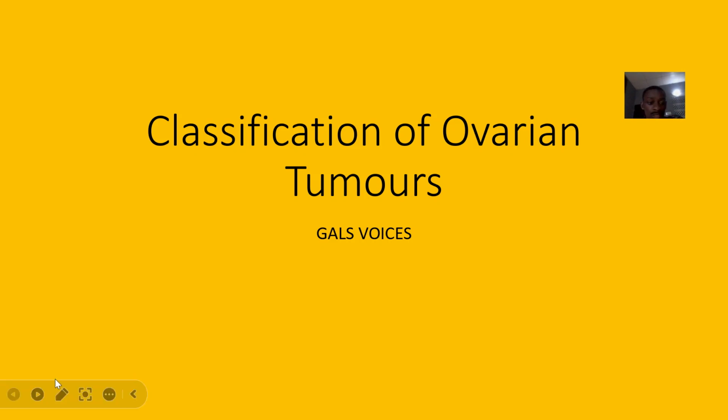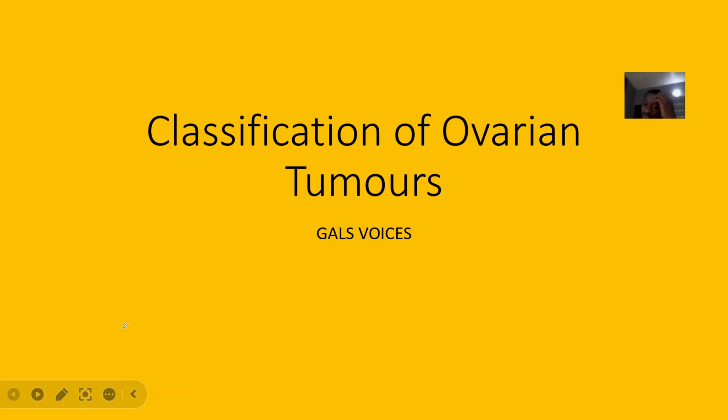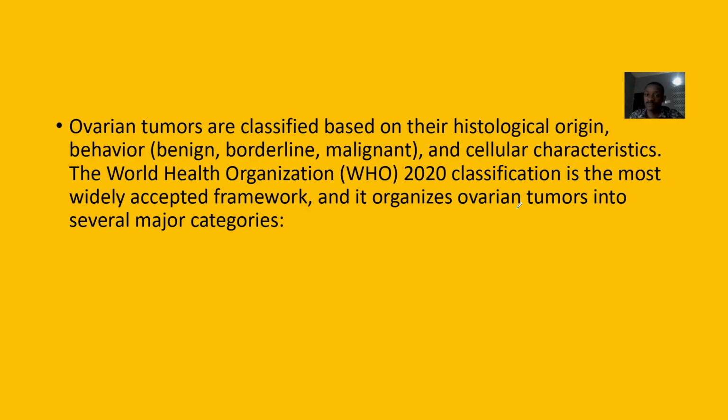So we want to actually look at the classifications of ovarian tumors. For this classification, we are trying to look at ways in which we can recognize different ovarian tumors. Looking at this, this is kind of like the origin. So you can classify them based on what? Origin. Okay, based on their behavior: are they just friendly, or do they have any tendencies of becoming cancers?